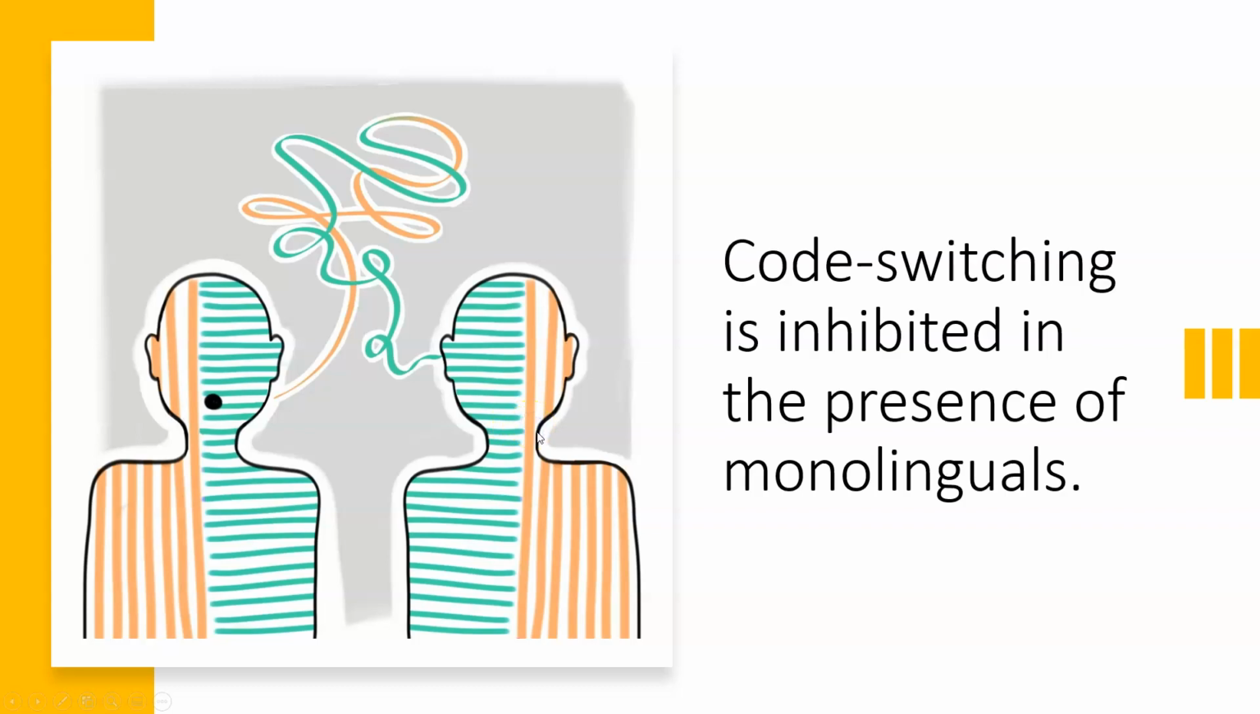However, code switching is inhibited in the presence of monolinguals or in formal settings. This suggests that it's usually not an accident or an inability to speak one of the languages fluently enough to be able to do all the speaking in that conversation using one language. It also isn't a perversion of the languages.